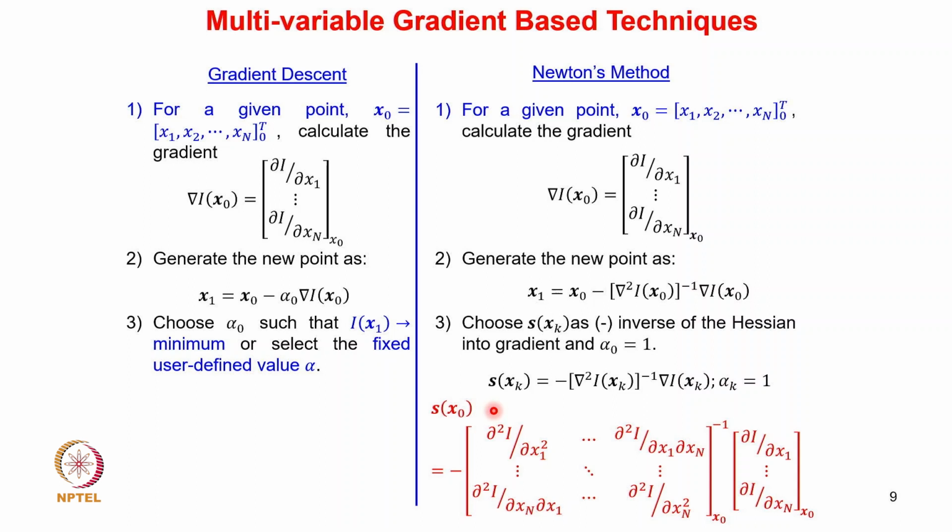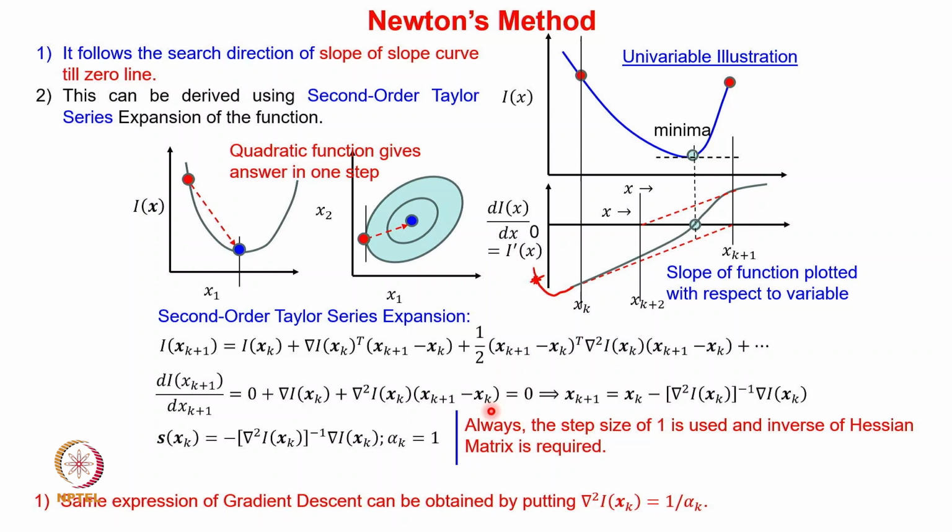Now, what is the advantage with respect to Newton's method? You can see that this second order Taylor series expansion includes the second order terms, and all other higher order terms are neglected. So whenever we are having an objective function which is quadratic in nature, for all such objective functions, Newton's method is going to give you the optimum solution in one step, in one iteration.